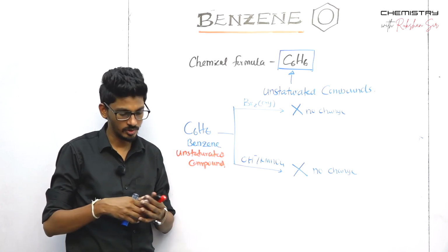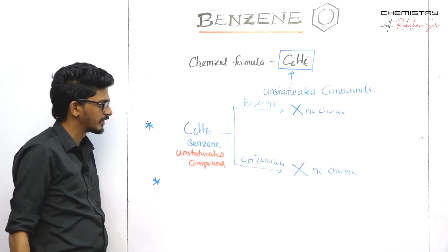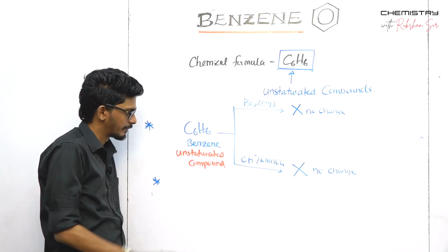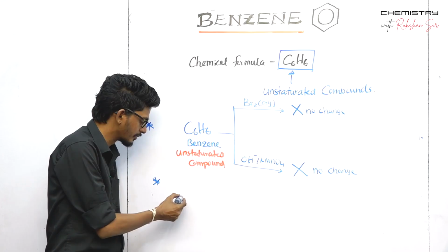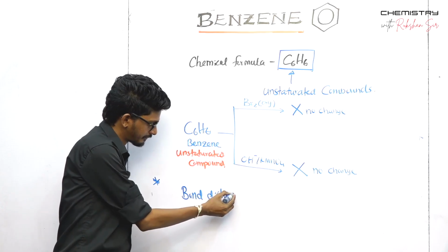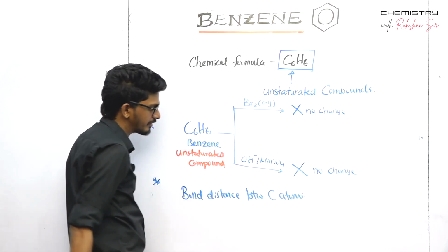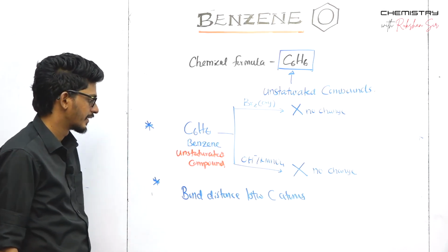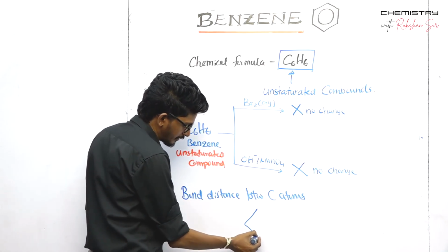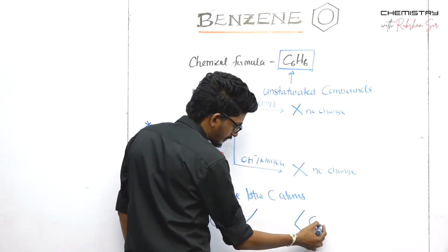Another very important observation with benzene: if you think of the bond distance between the carbon atoms of benzene, it comes up with a value which is in between the carbon-carbon single and the carbon-carbon double bond.